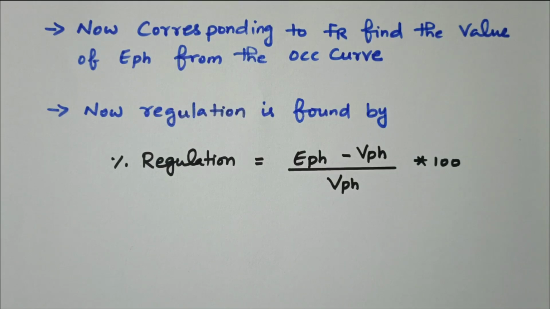So in this video we discussed the regulation of alternator by the zero power factor ZPF method, or it is called the Potier triangle method. We discussed the procedure and how to draw the curve, and from that how to find the E phase.